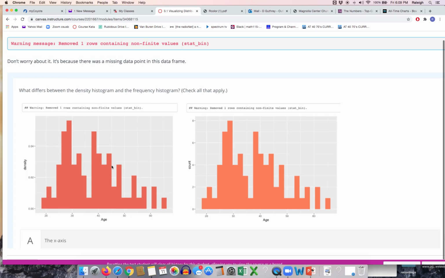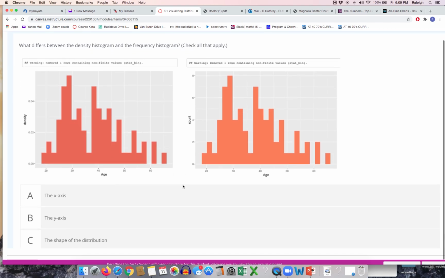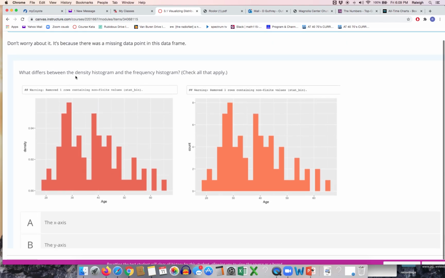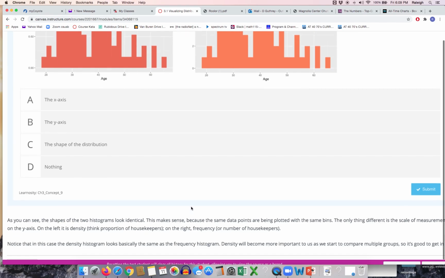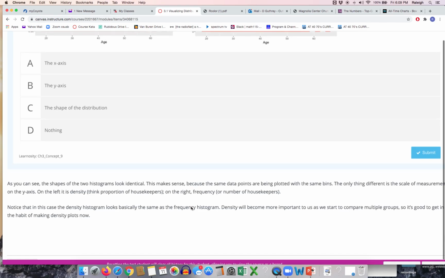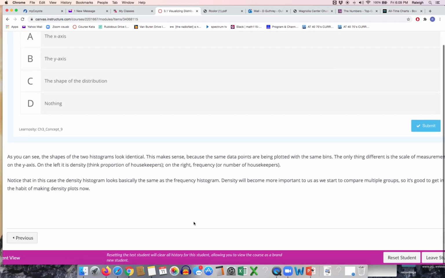But this is what we just ran through. Here is the data set with the density. Here's the data set with the count. And they're almost exactly the same. So what differs between the two? Well, go ahead and answer that question. And it looks like we're towards the end here.